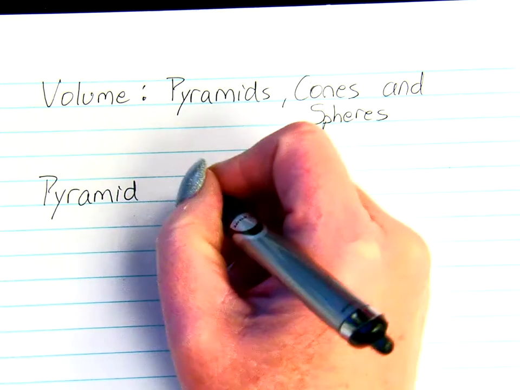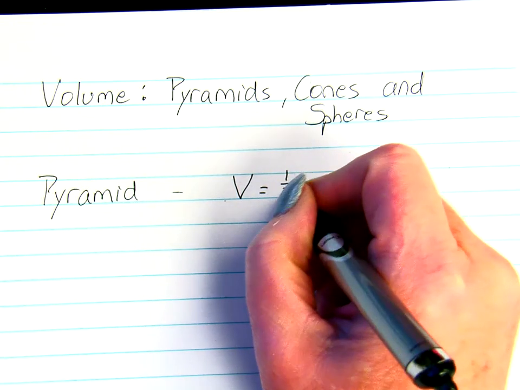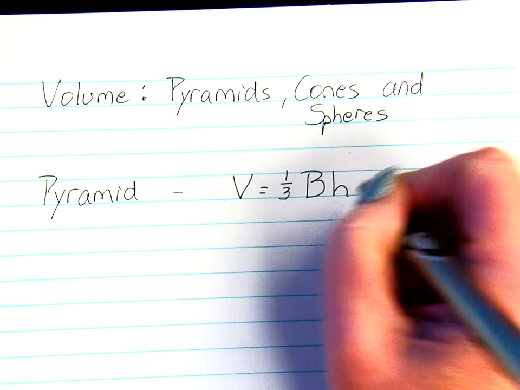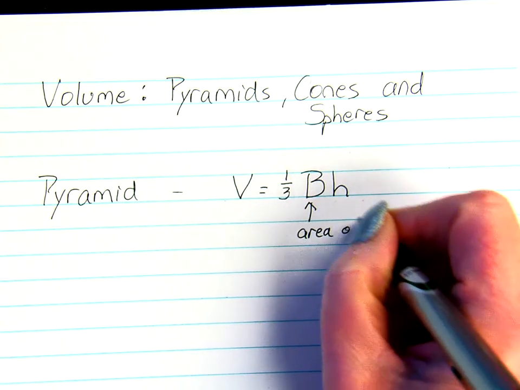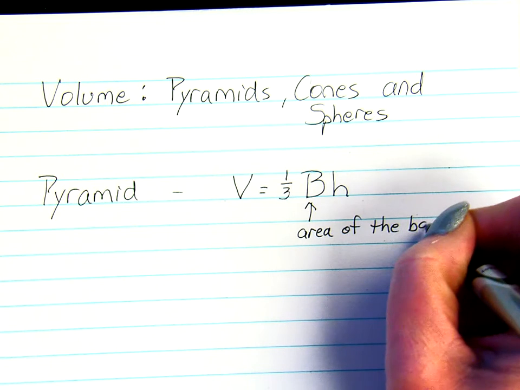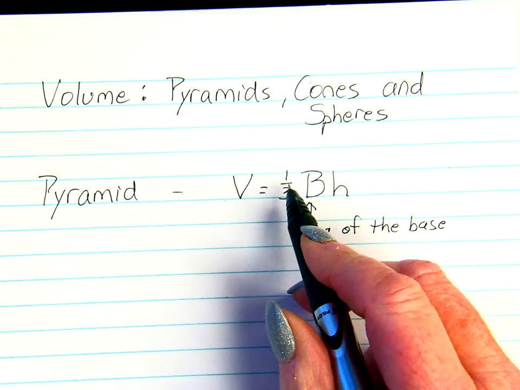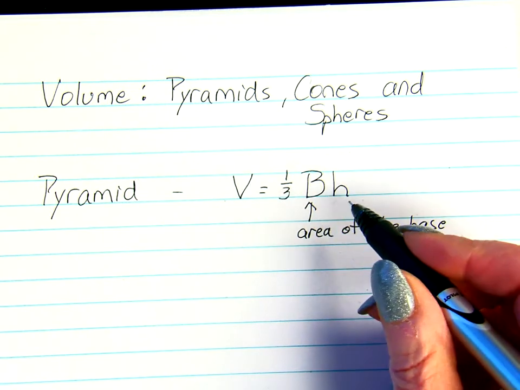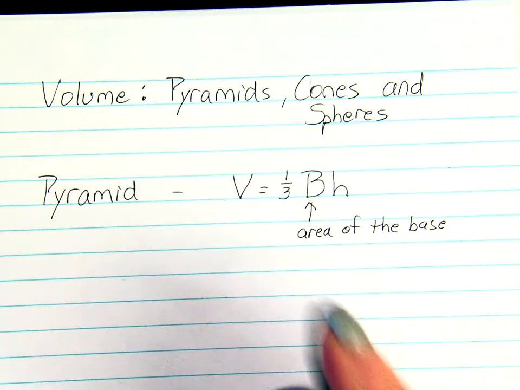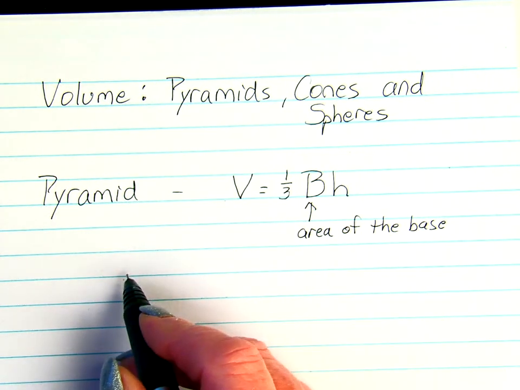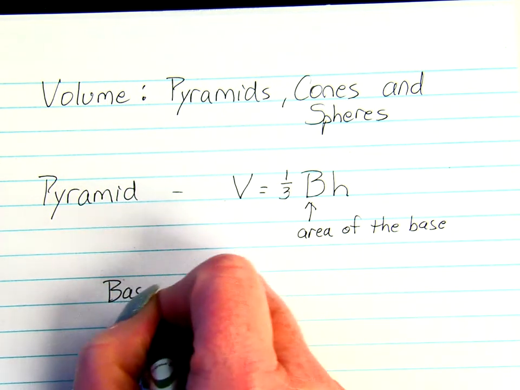The pyramid is going to have a volume which equals 1/3 of big B times H. Remember, our big B always stands for area of the base. The H is the height, and we are going to take 1/3 when we work with a pyramid. And like I said, we will look at that next class.